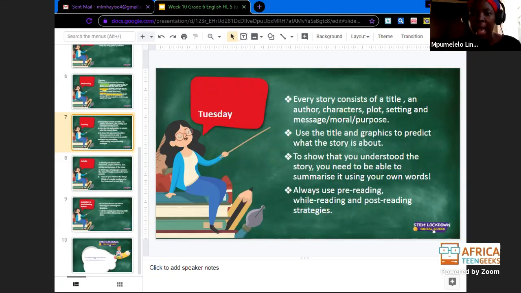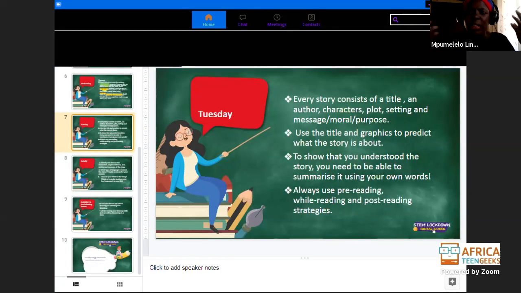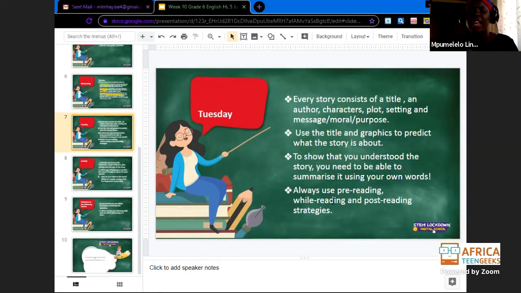Thank you, grade 6s. And then we said before reading a story, use the title and graphics. Remember, your graphics are your pictures, your visuals. Okay, we said you use your title and your graphics to predict what the story is about. So that's where you sort of guess, that's where you get to use your imagination to try and predict what the story is about. And then to show that you understand the story, you need to be able to summarize it using your own words. So don't repeat the words that were used in the story. Try using your own words to show that you have actually understood.